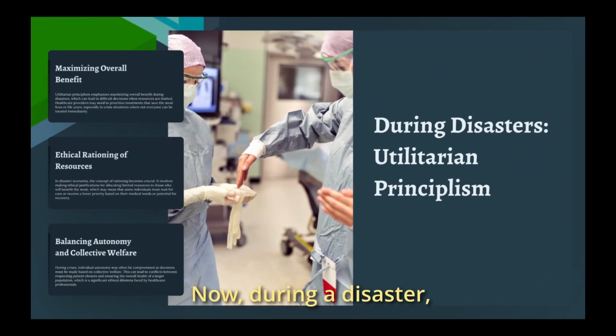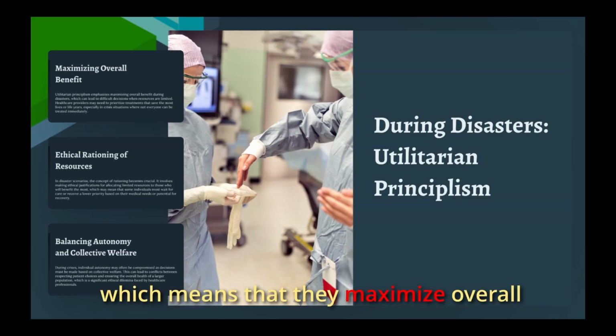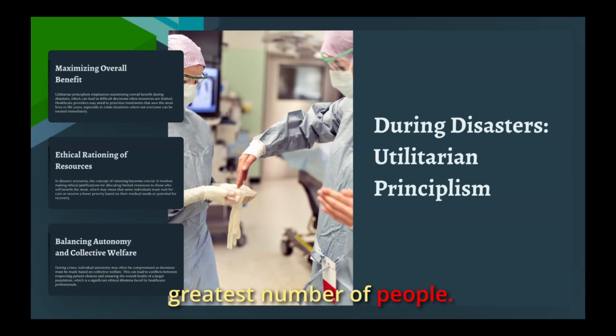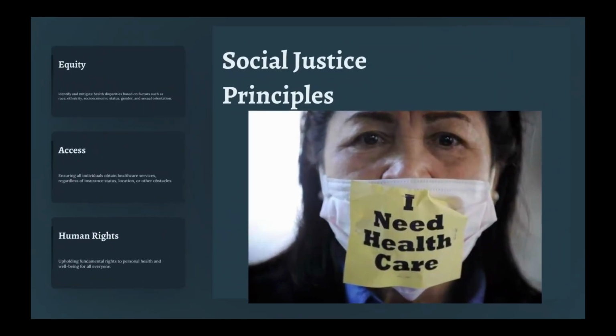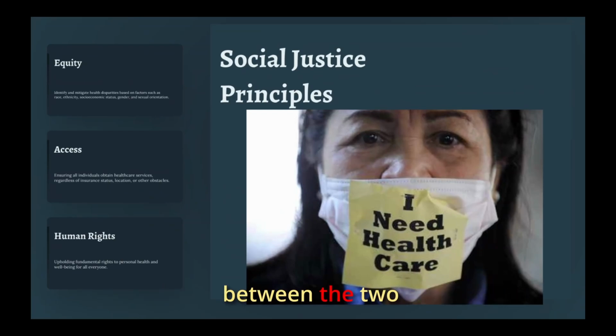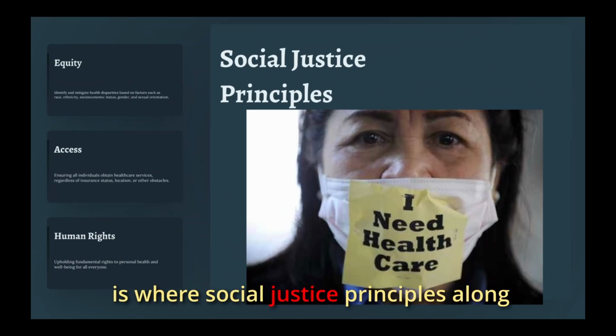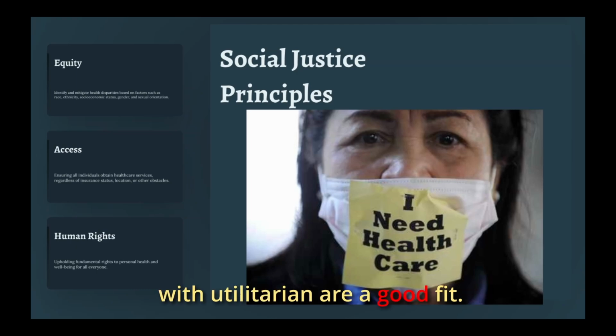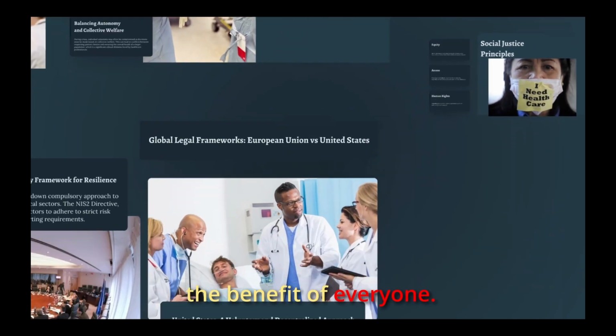Now, during a disaster, there's a need to shift this approach toward utilitarian, which means to maximize overall benefit for the greatest number of people. This ensures ethical rationing by providing scarce resources to those that will benefit the most. Sometimes there can be quite a deviation between the 2 ethical theories, and this is where social justice principles along with utilitarian are a good fit. Social justice strives to provide a person, no matter what category they belong to, with equitable access to healthcare. And this is a key ingredient in keeping the system in balance for the benefit of everyone.